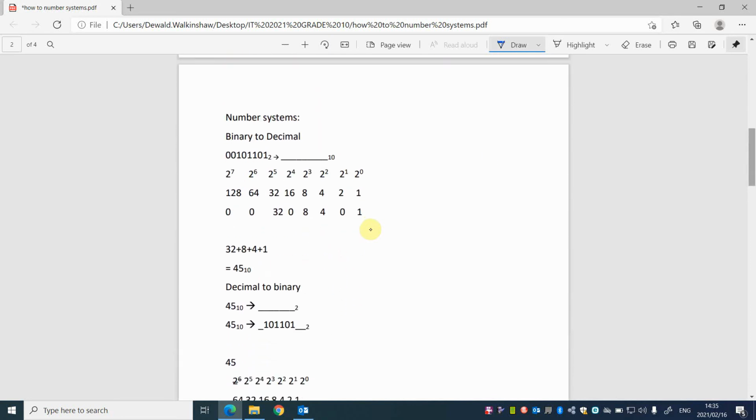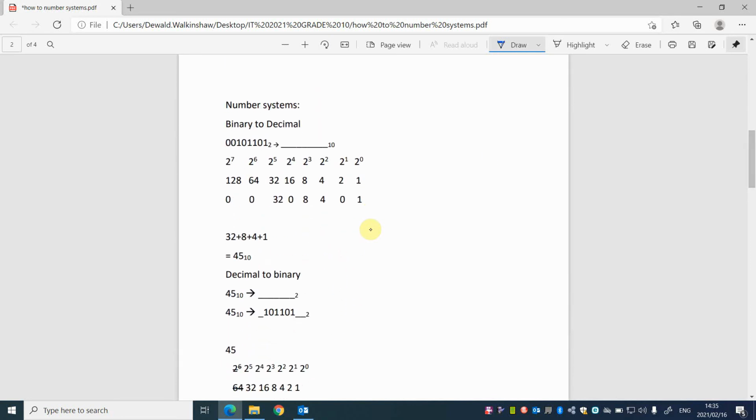Now let's talk a bit about converting a binary number into a decimal number so that it's easier for us to read. First of all, we're going to look at what is required. We can see that this is a binary number system because this number is to the base of 2. Then we can see that it needs to be converted into a number with the small base of 10 there, so we know it's a decimal number.